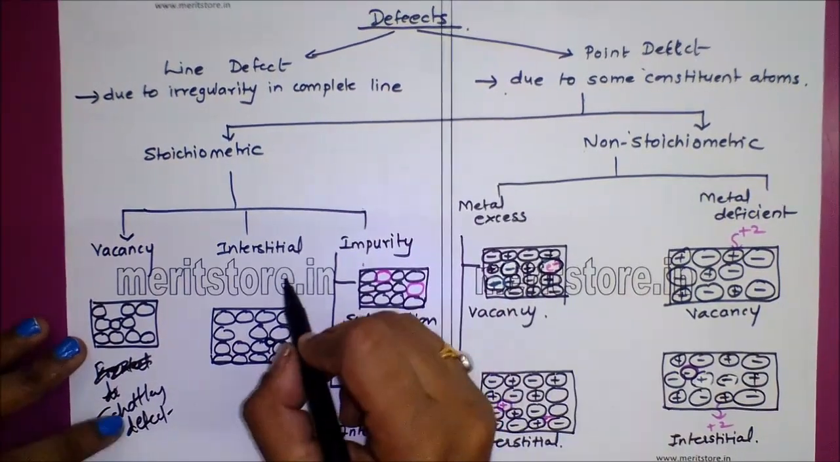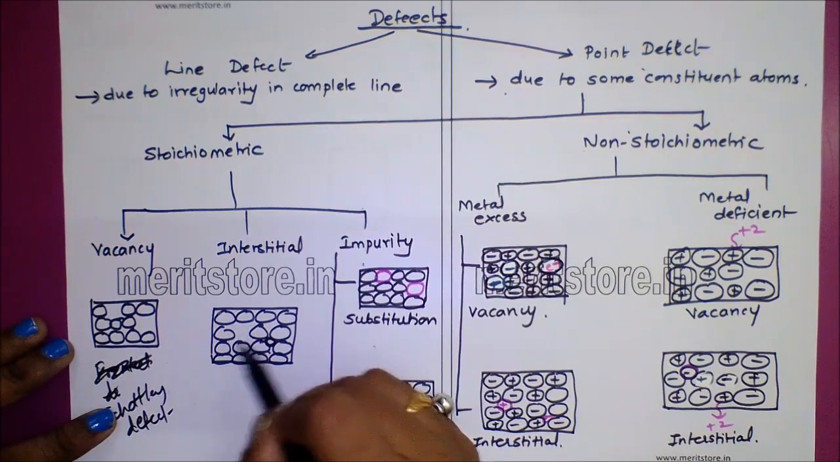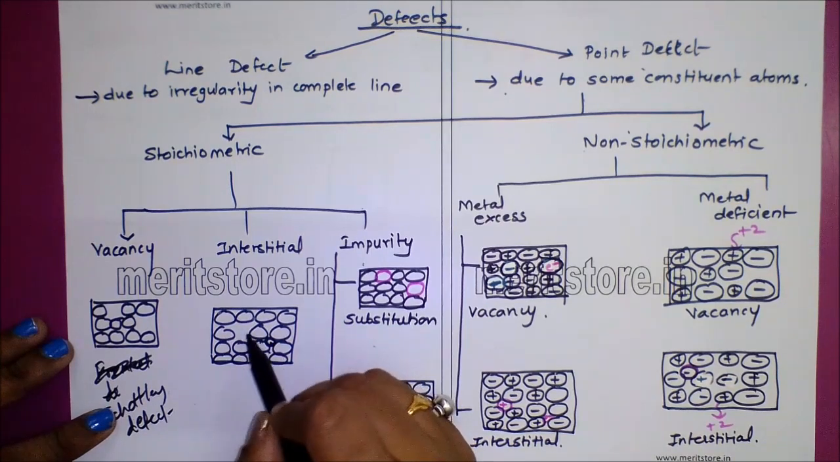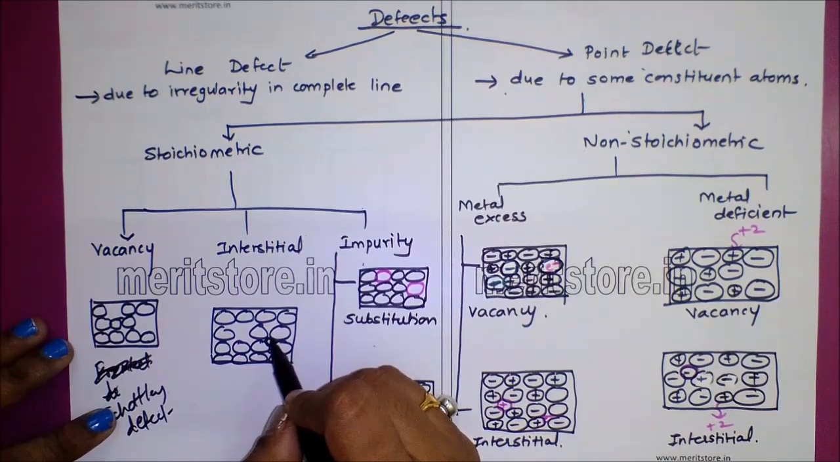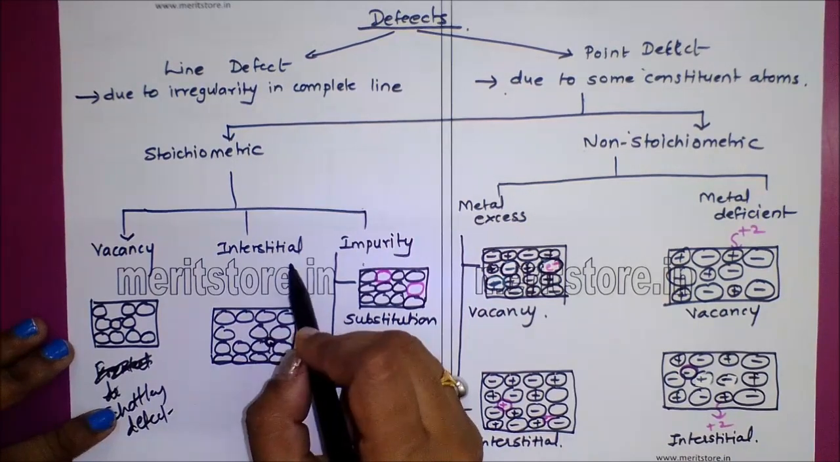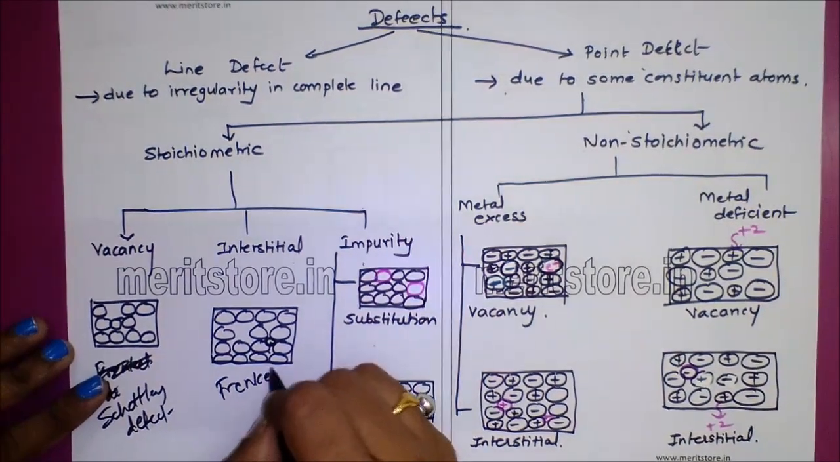In case of the interstitial, we can see there is some atom missing from here. But this atom has not left the crystal, rather it has come into the void space. So this is a defect where the atom loses its original position and comes into the void space, which is also known as interstitial space. So we call this an interstitial defect. If this interstitial defect occurs with an ionic solid, we call it a Frenkel defect.